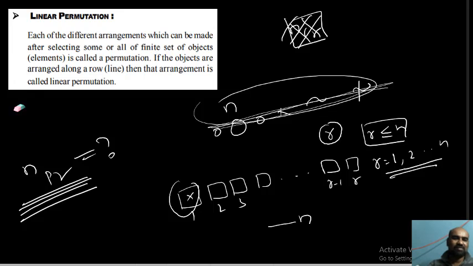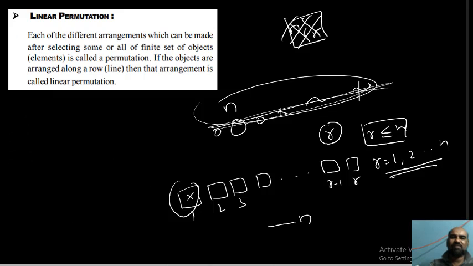I will write once again. Actually I explained this concept again because it is a very important thing. The first blank, I will write, can be filled in n ways. Students, I hope you understood.